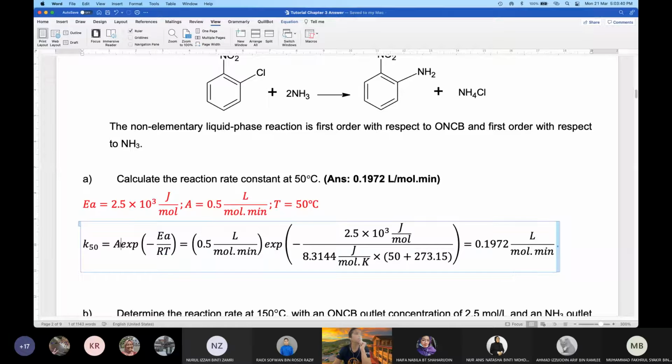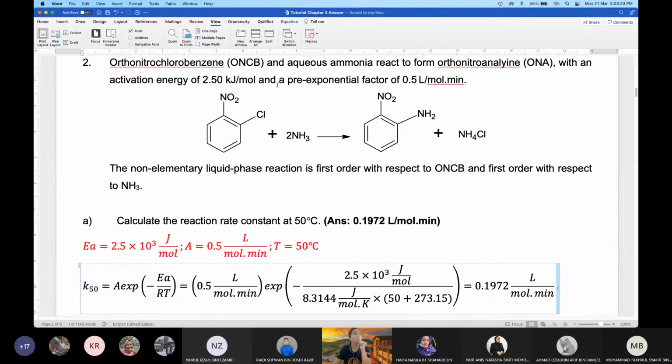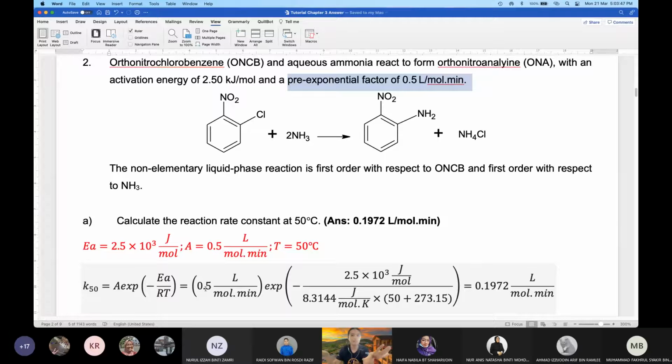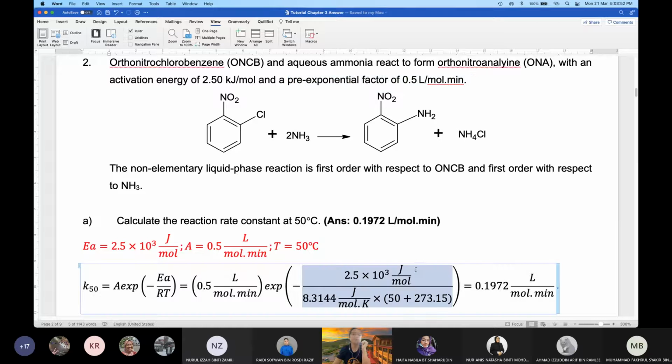So just repeat it one by one. For A, the pre-exponential factor, the question already tells us the pre-exponential factor is 0.5. So substitute 0.5, no problem, easy. Then the exponential part. EA is given as 2.5 kilojoule per mole. But you already know, I told you before, the equation has minus EA per RT.